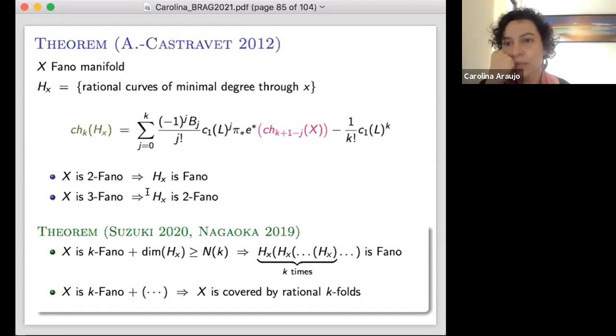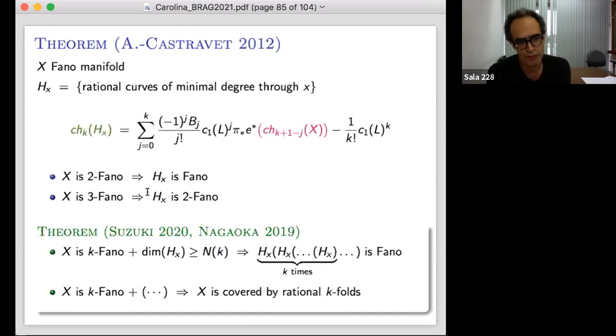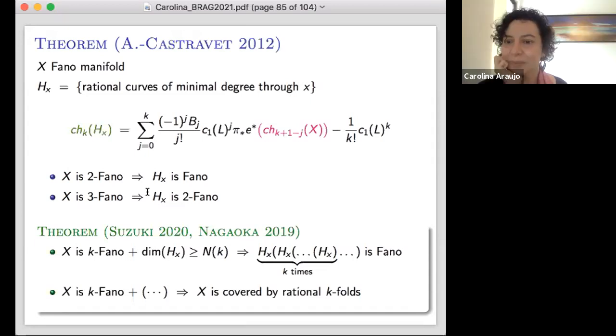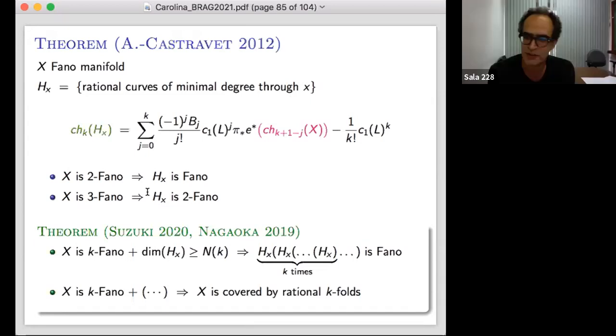Yeah, I see. But it seems from what you say that being higher Fano is very restrictive. It's a very strong condition. Yes. But H sub X has less restriction because it's one less. So is it a simpler variety in some sense than X? Can you say it in different ways?